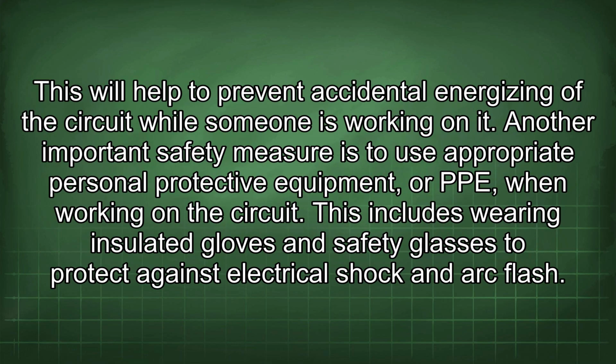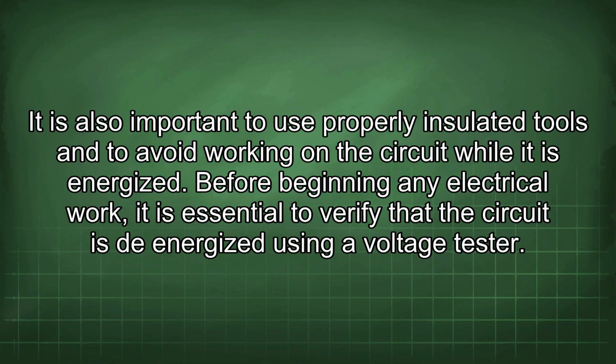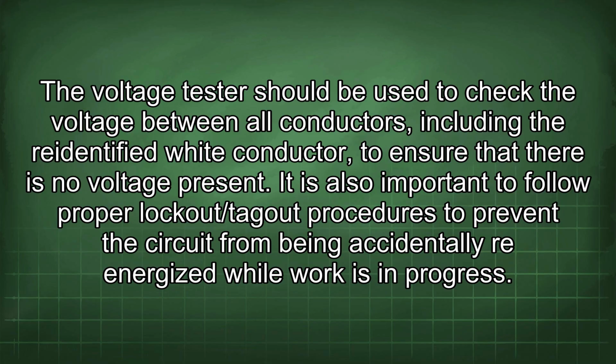This will help to prevent accidental energizing of the circuit while someone is working on it. Another important safety measure is to use appropriate personal protective equipment, or PPE, when working on the circuit. This includes wearing insulated gloves and safety glasses to protect against electrical shock and arc flash. It is also important to use properly insulated tools and to avoid working on the circuit while it is energized. Before beginning any electrical work, it is essential to verify that the circuit is de-energized using a voltage tester. The voltage tester should be used to check the voltage between all conductors, including the re-identified white conductor, to ensure that there is no voltage present.